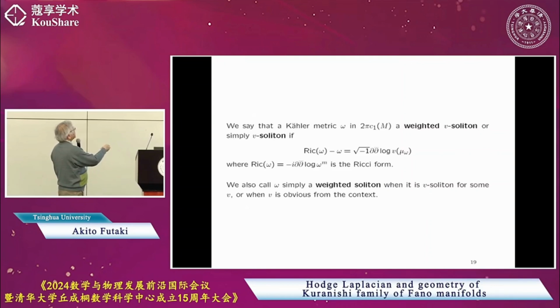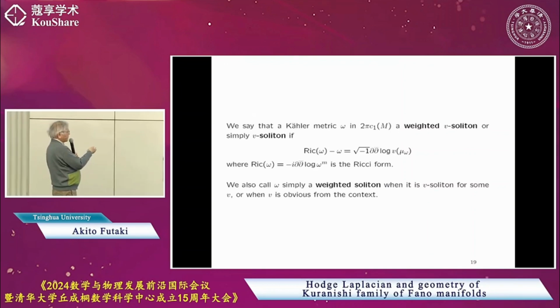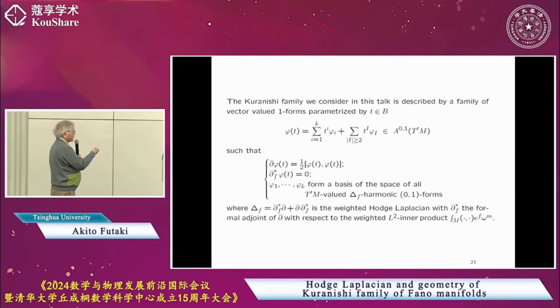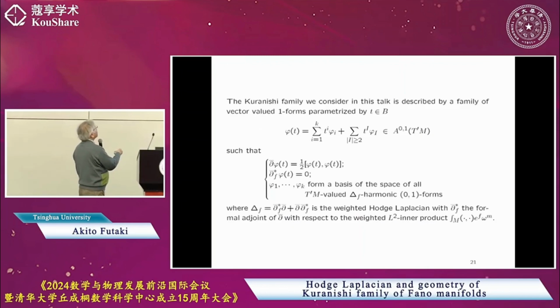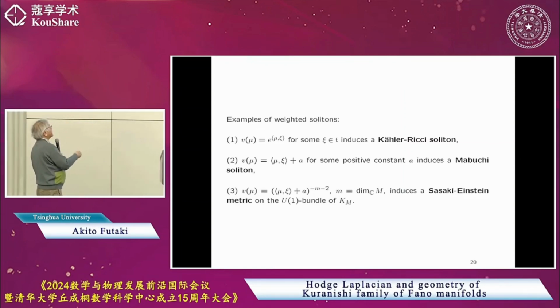The Ricci form is, of course, given by the usual formula. We sometimes say weighted soliton or V soliton, since weighted V soliton is too long. This is a rather new notion in differential geometry, but it contains many nice examples.